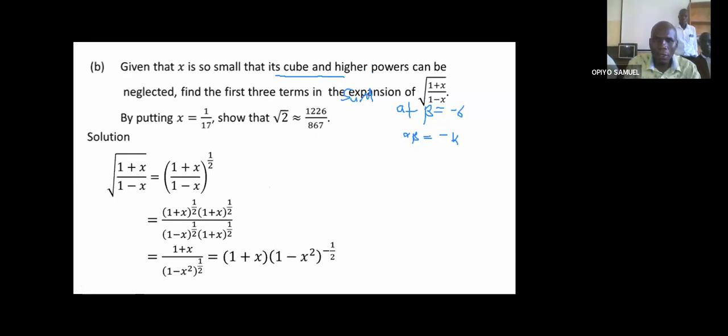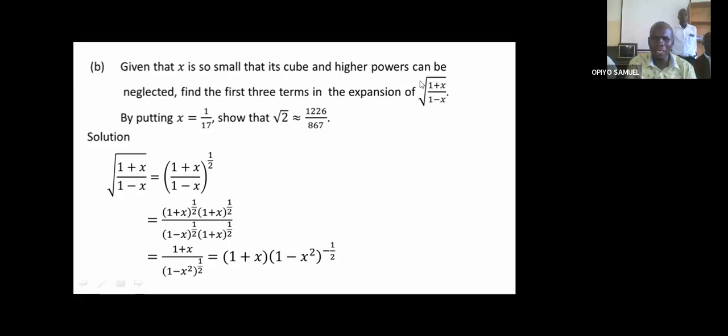Then for part B, we have been given that if x is so small that the cube and higher powers can be neglected, we need to find the first 3 terms of the expansion of the square root of 1 plus x over 1 minus x.